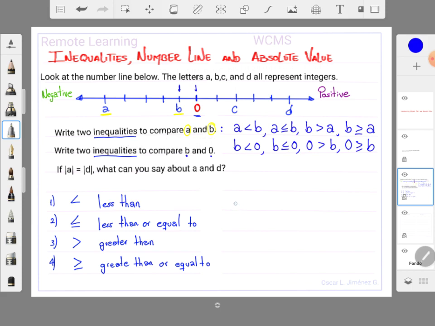Now finally we have something called absolute value. What is absolute value? Remember, you represent the absolute value with these two bars. This is easy. Absolute value is just the distance between 0 and the number.